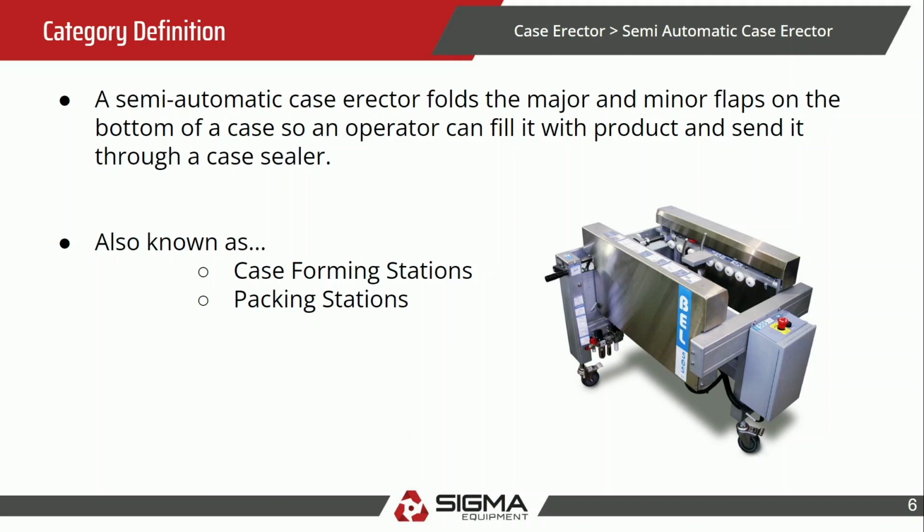So the category definition. What this does, it's going to fold those majors and minors and then create the box at the bottom where the operator can fill the product and send it through the case sealer. So this can also be known as case forming stations as well as packing stations.